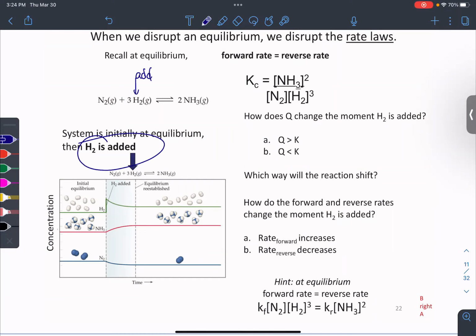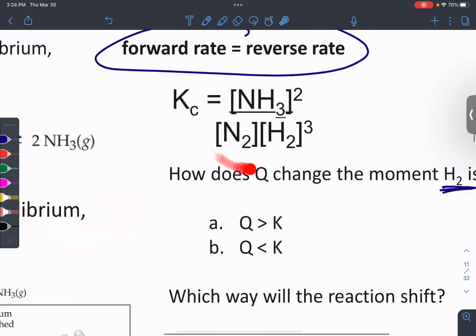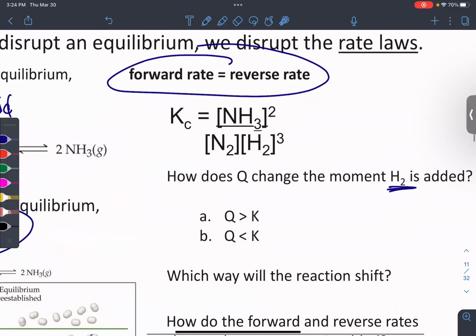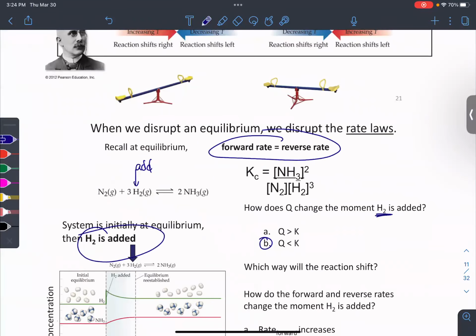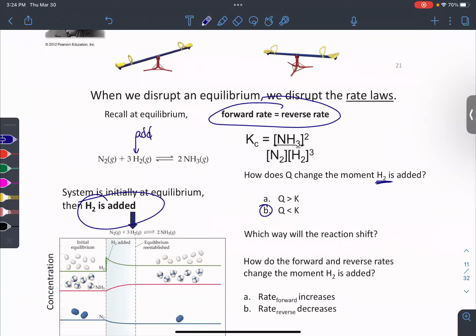So remember, at equilibrium, the forward rate equals the reverse rate. When we add H2, the moment we add H2, how do we change Q? We're increasing the amount of reactant. So Q, is it going to become more than K or less than K the moment we add H2? If we're increasing the number that's in the denominator, yeah, it's going to go down. So in that moment, Q is smaller than K. And so if Q is smaller than K, the reaction has to shift forward to make up for product because we made Q smaller. So that is all consistent with Le Chatelier's.